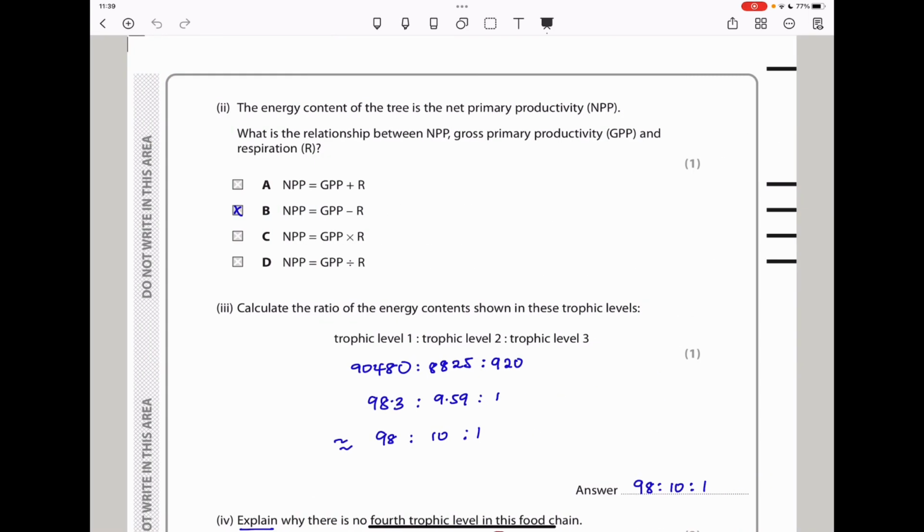Moving on, they say the energy content of the tree is the net primary productivity, or they call NPP. What is the relationship between NPP, gross primary productivity, GPP, and respiration, R? Here we know that NPP should equal GPP minus R. So the answer here should be a B.